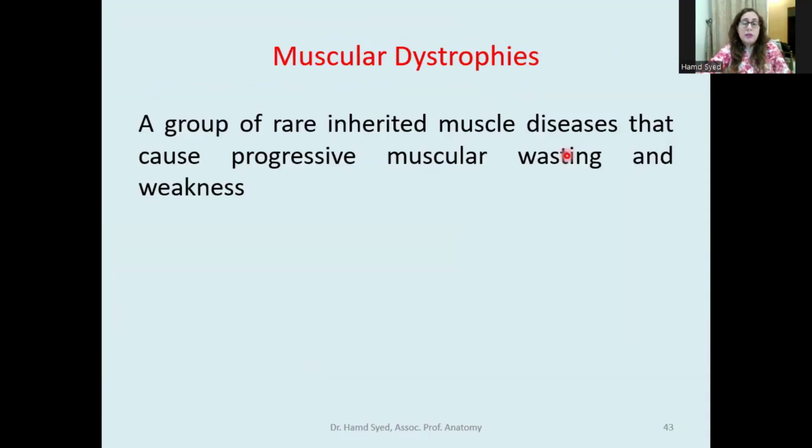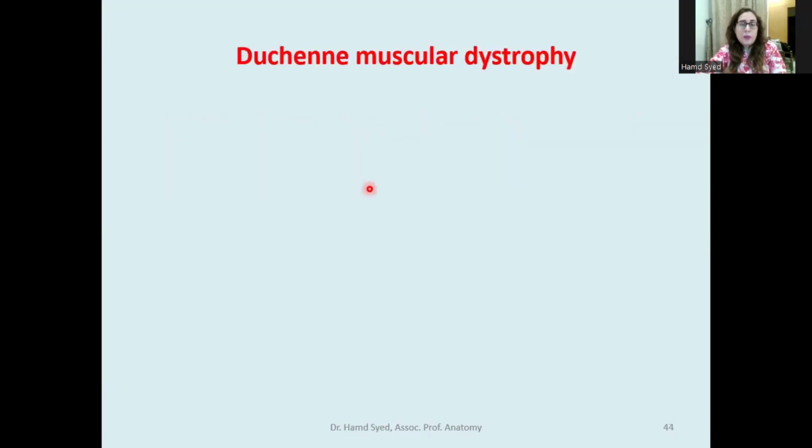Now let's discuss the muscular dystrophies. You should be aware of this, and this is a very important clinical condition which is related to the maldevelopment of the muscles. It is a group of rare inherited muscle diseases which cause progressive muscular wasting and weakness. They are known as the muscular dystrophies. The more important one, which is more commonly asked even in clinical cases and your examinations, is Duchenne's muscular dystrophy.